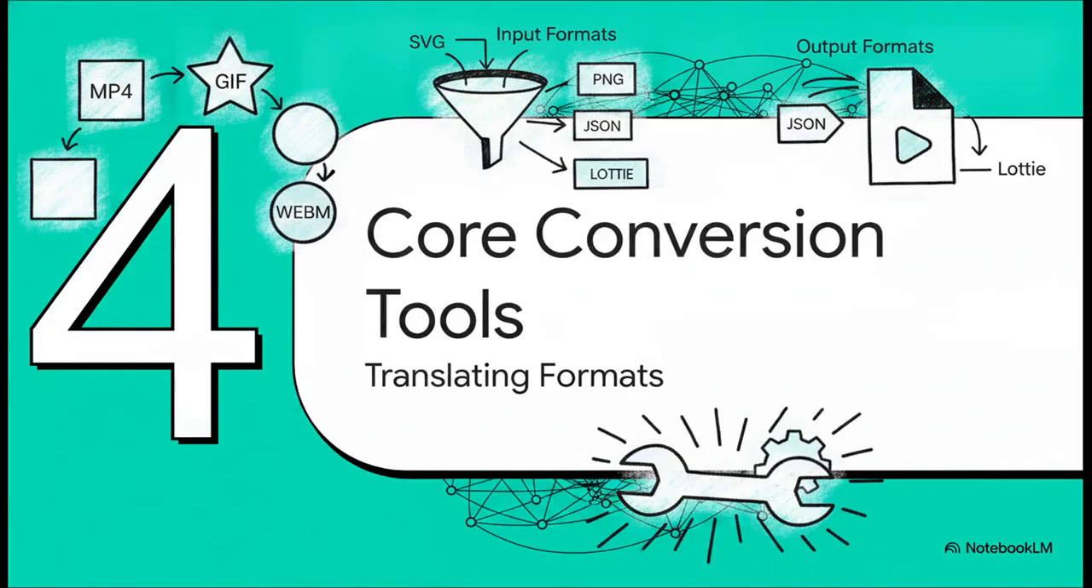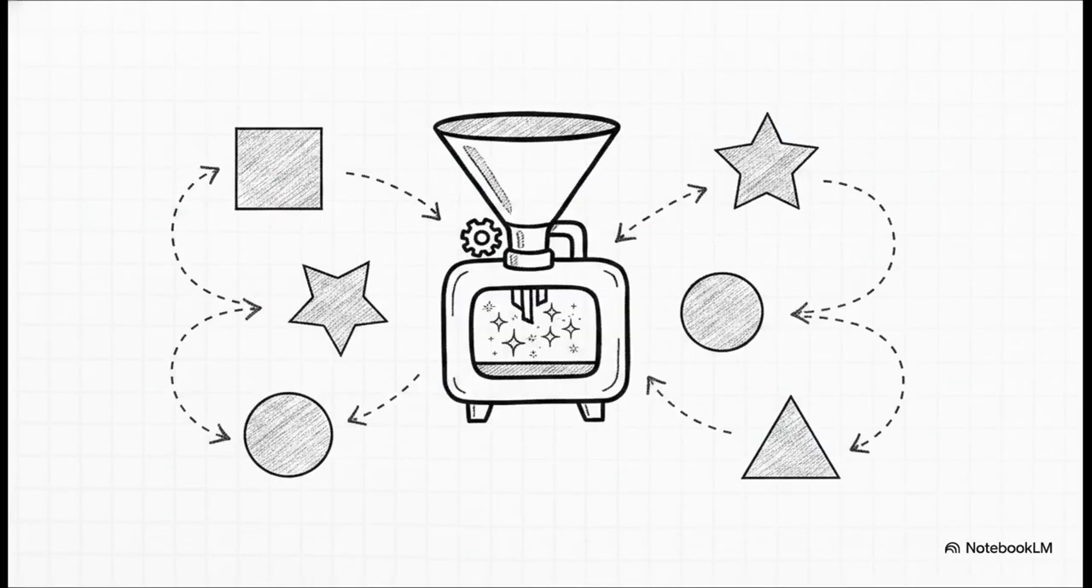Section 4. Core Conversion Tools. Translating formats with Rockyming. Knowing the right format is only half the battle, right? You actually need to be able to seamlessly switch between them. Enter the Rockyming platform, which is basically the ultimate digital translator. Rockyming empowers you with 8 core conversion pathways, and get this, they are all entirely free. This means you're never locked into the wrong format again.